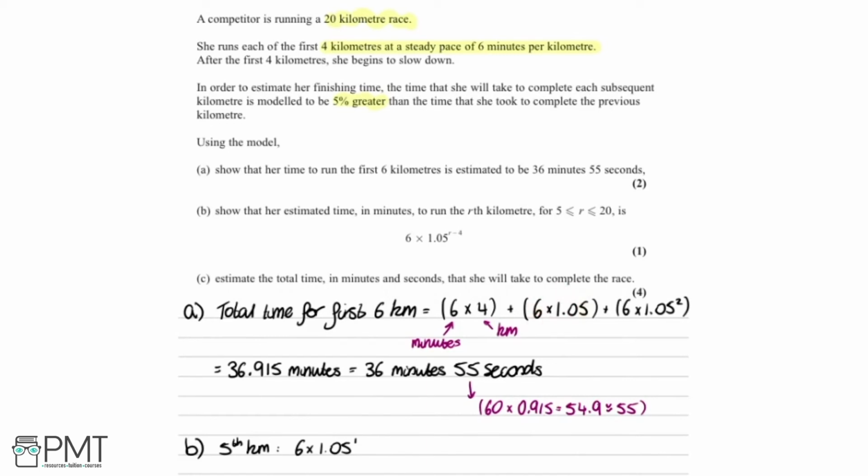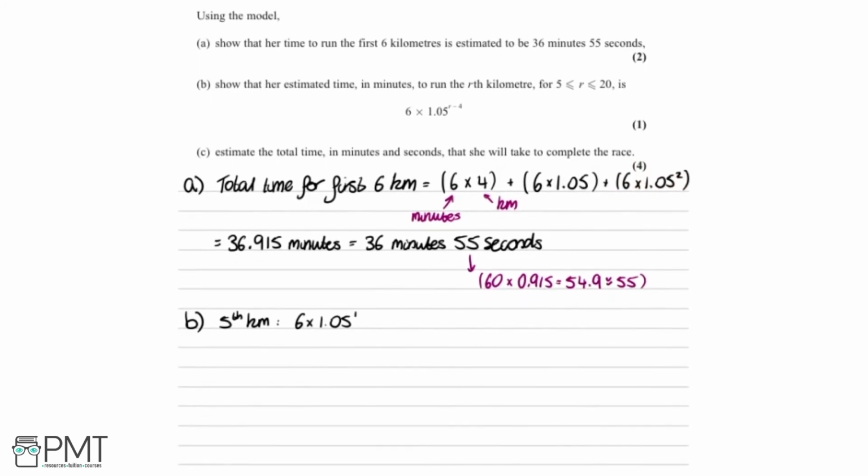So she takes 6 minutes, and then it's 5% more than that. So we're timesing it by 1.05. And here we also worked out the 6th kilometre is this here. So the 6th kilometre takes us 6 times 1.05 squared. So it would follow that the 7th kilometre would take 6 times 1.05 to the power of 3.